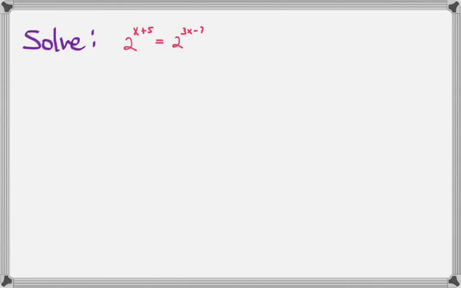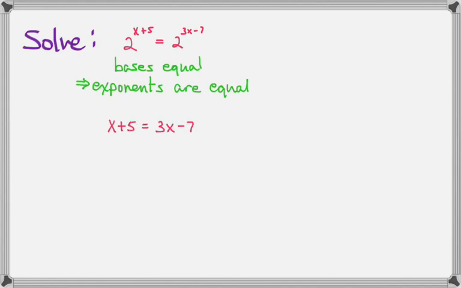Here's our first example. 2 to the x plus 5 equals 2 to the 3x minus 7. Notice that both sides have the same base. Well, if 2 to this power equals 2 to that power, the powers must be the same as well. So we can write x plus 5 equals 3x minus 7.